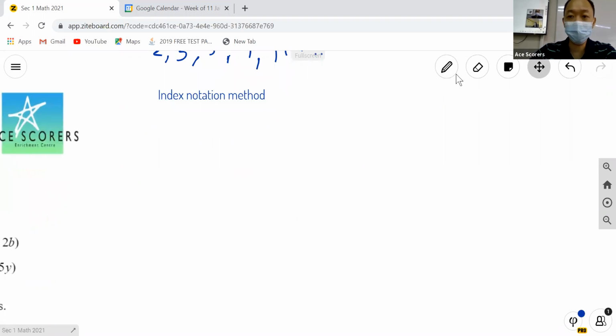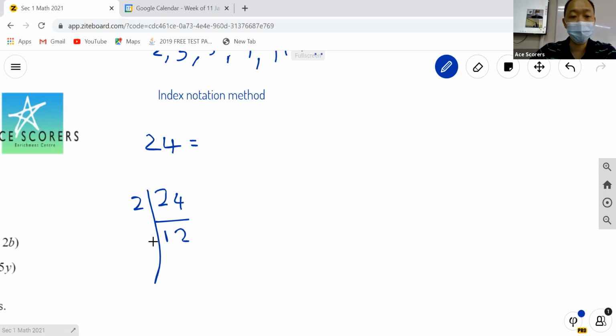So how do we do that? Let me just recap. For example, if the number is 24, what we like to do is to break it down into the prime numbers. Prime factorization. So what are the prime numbers that make up 24? I like to call this the ladder method or the HDB method. We divide by 2, then we get 12, divide by 2 again, 6, again, 3, divide by 3, and then we get 1. So 24 is made up of 2 cubed times 3.